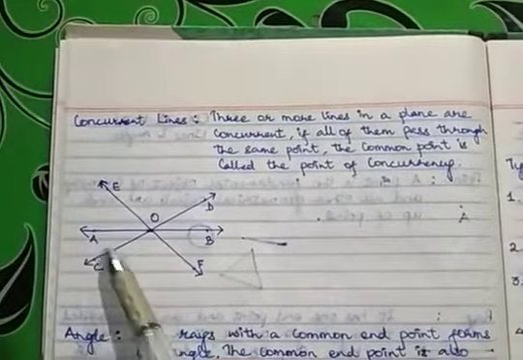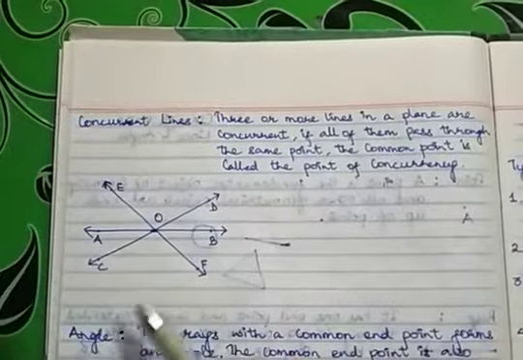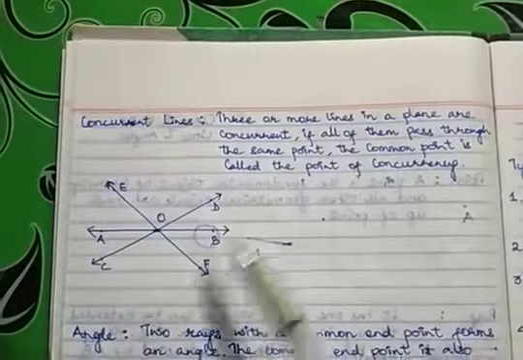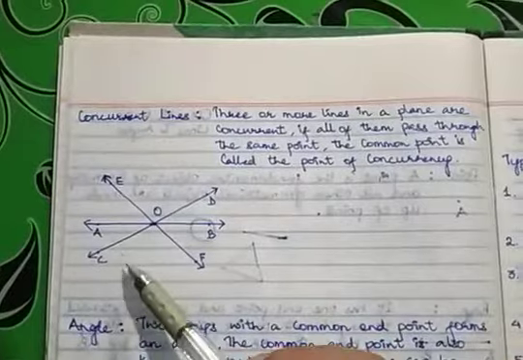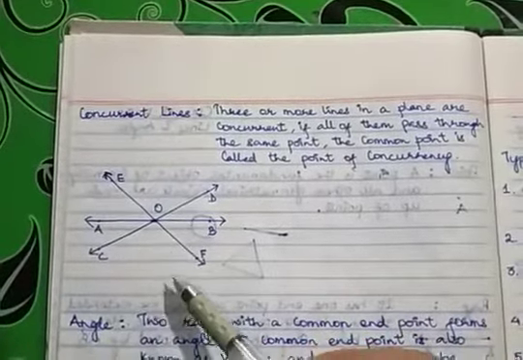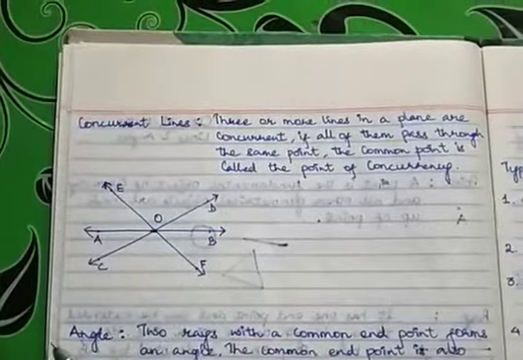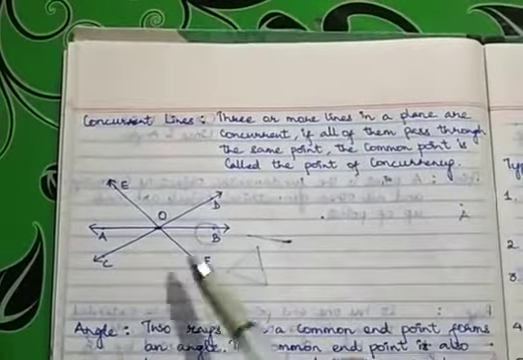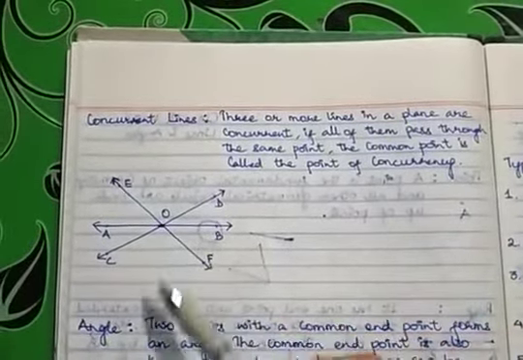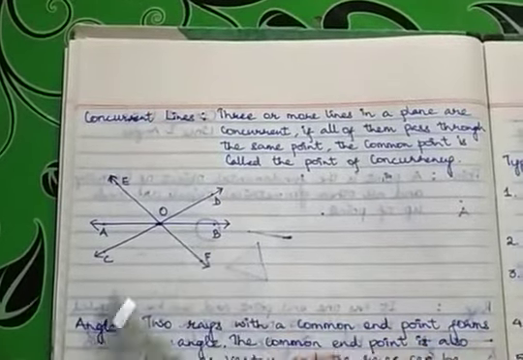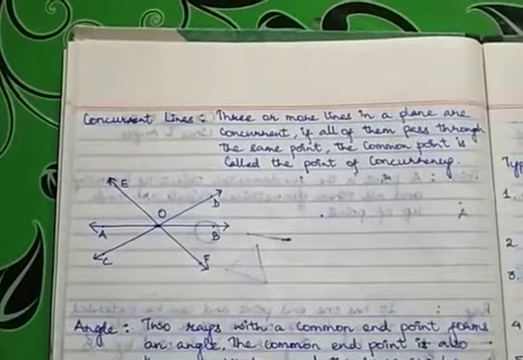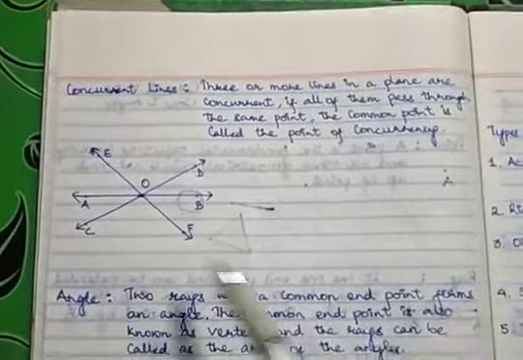We got 3 straight lines, AB, CD and EF. Now as for concurrent lines, what did I just say? When 3 or more lines pass through the same common point, all of them have passed through point O. That common point is called the point of concurrency, and the 3 lines are known as concurrent lines. As simple as that. Okay.